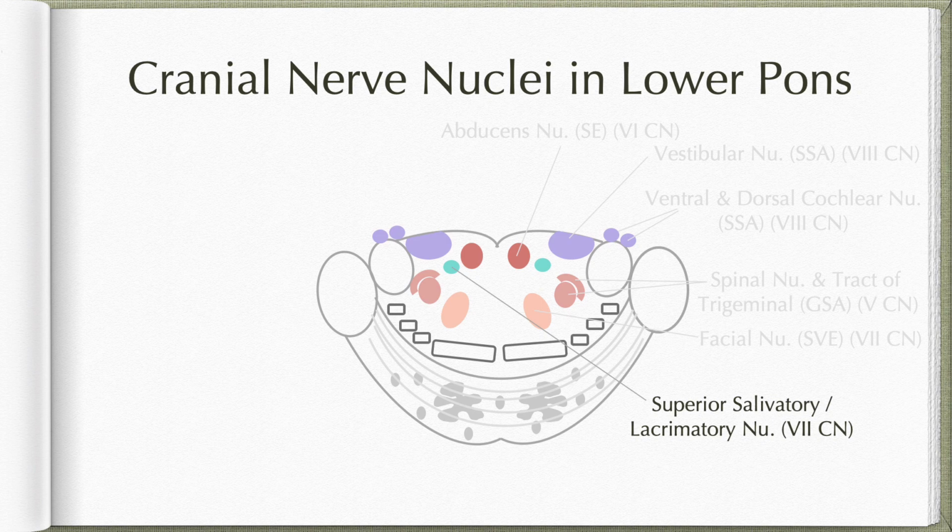Now these nuclei belong to the general visceral efferent column, and they send preganglionic parasympathetic fibers through the nervus intermedius part of the facial nerve to supply either the submandibular and sublingual glands via the chorda tympani branch, or the lacrimal gland via the greater superficial petrosal nerve. Lesion to this nucleus or to the nervus intermedius or to the final preganglionic branches, that is chorda tympani or the greater superficial petrosal nerve, will result in reduced mucous salivation or lacrimation.